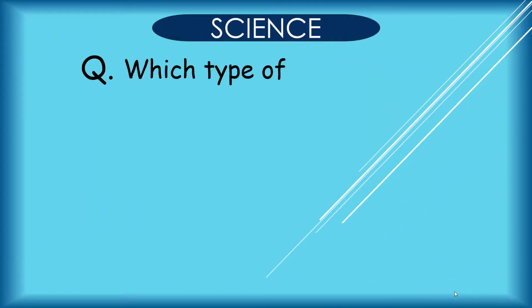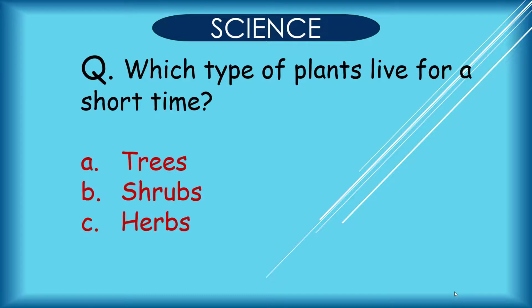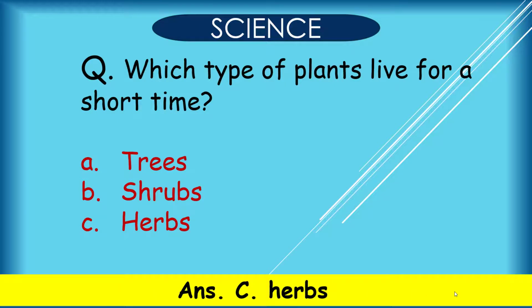Question: which type of plants live for a short time? A trees, B shrubs, C herbs. Correct answer is C herbs.